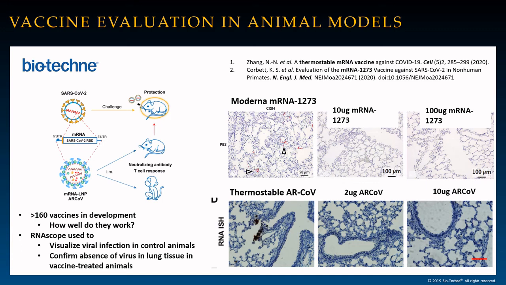We do know there are over 160 vaccines currently in development, but are these vaccines really working? So RNAscope was used to answer some of these questions, where customers visualized the viral infection in control animals and then confirmed the absence of virus in these tissues in vaccine-treated animals. So sort of like a before-vaccine and after-vaccine tissue analysis.